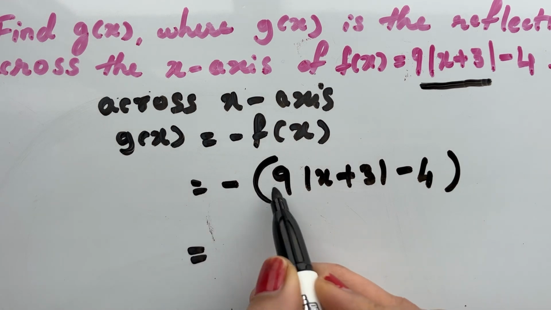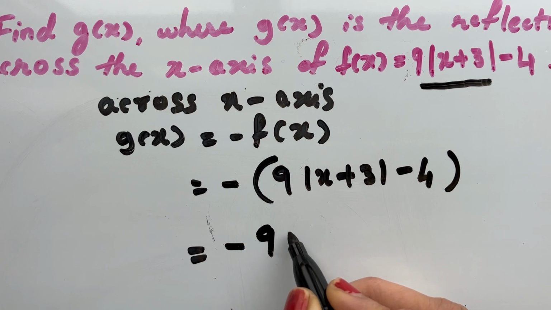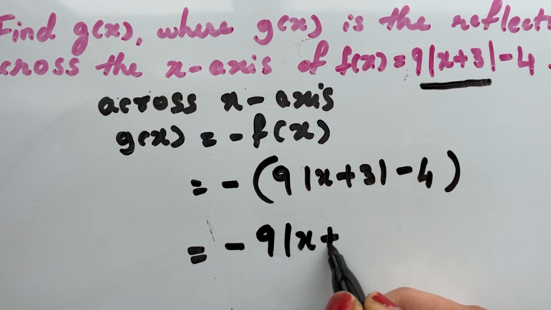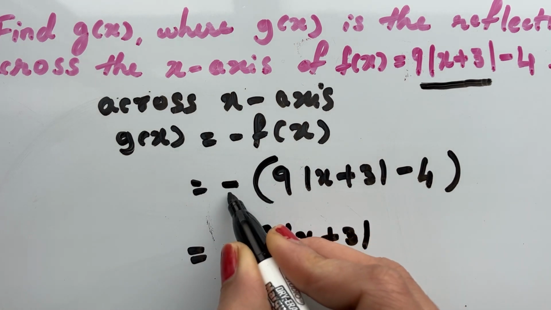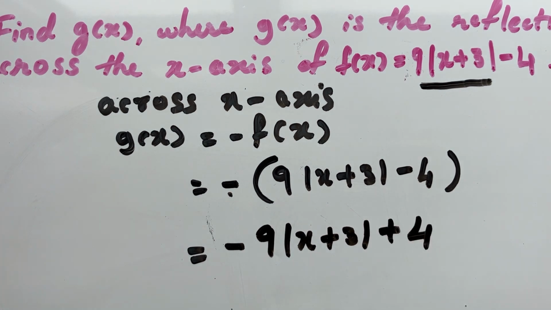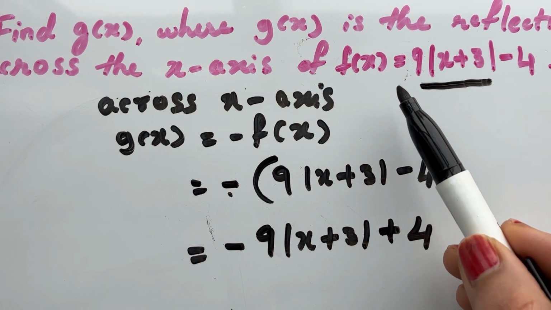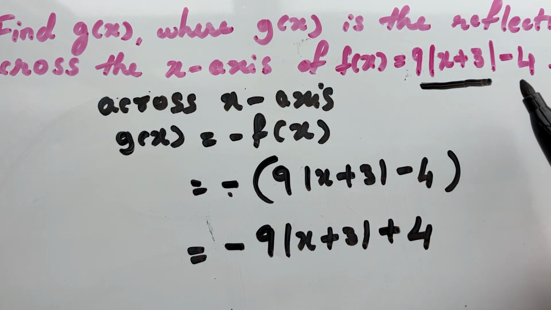So this is negative, here positive, so negative positive is negative. Negative 9 absolute value of (x plus 3), and negative and negative will become positive. So negative 9 absolute value of (x plus 3) plus 4. So here wherever positive is there, you have to put a negative sign, and wherever a negative sign is there, this will become positive.